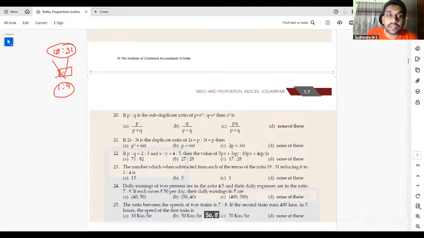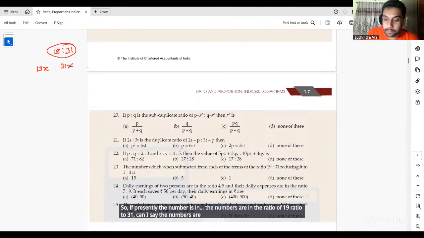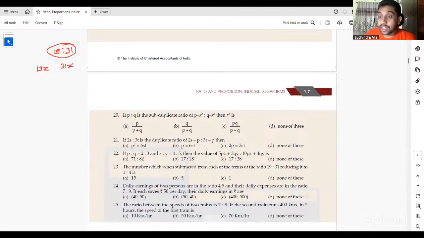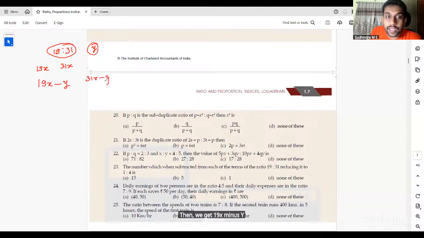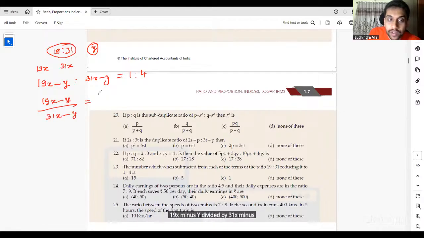So if presently the numbers are in the ratio of 19:31, can I say the numbers are 19x and 31x? Yes. The number that we are subtracting is the same for both the numbers. I'll call that number y. Then we get 19x minus y and 31x minus y. This is the ratio. 19x minus y is to 31x minus y. The new ratio is 1:4. It is just simplification of this. 19x minus y divided by 31x minus y equals 1/4.